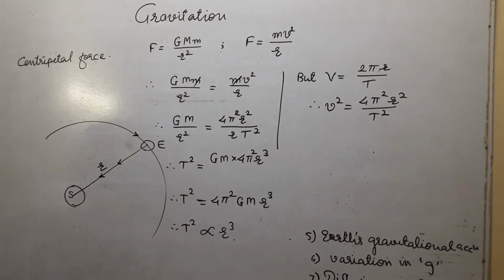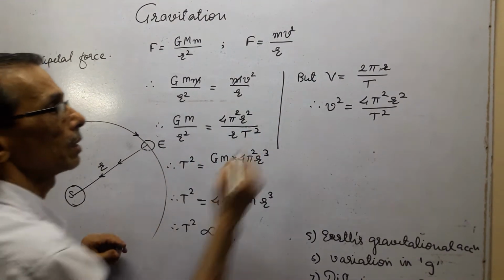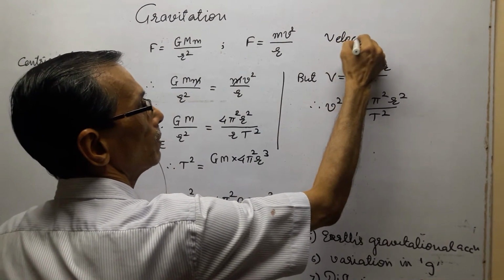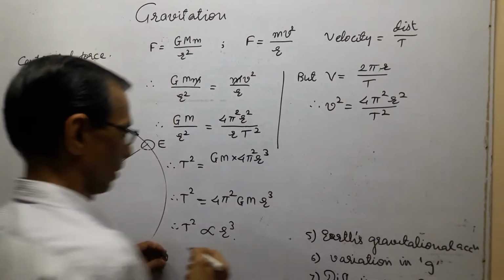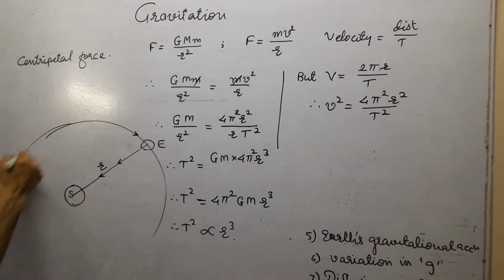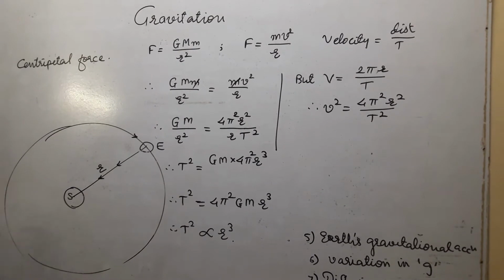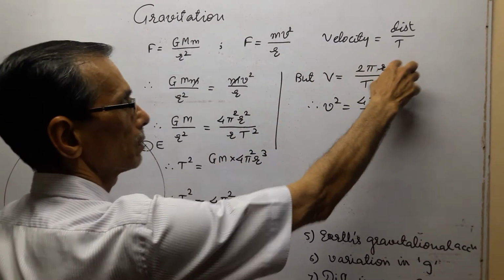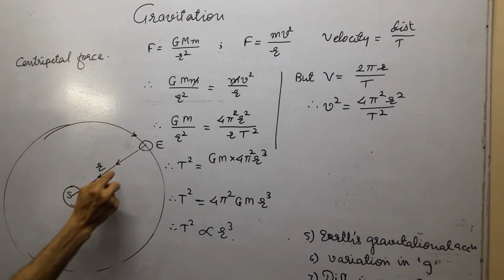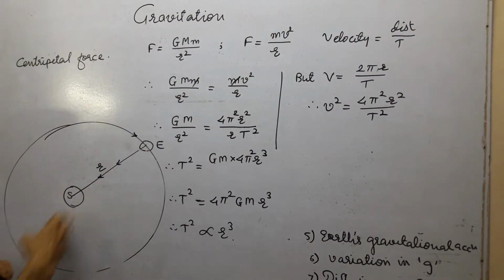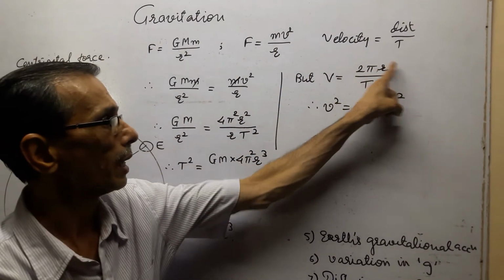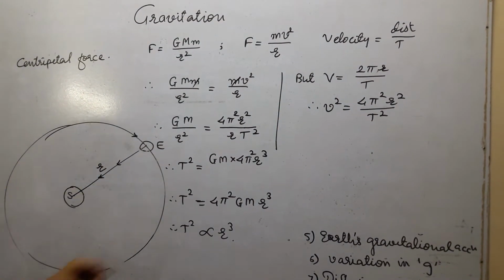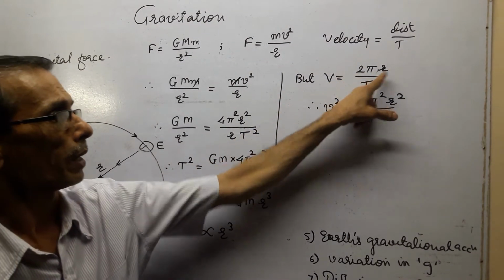Now v is the velocity, and we know that velocity is equal to distance upon time. Suppose the total distance the earth travels in 1 year is 2 pi r, because the path is circular and r is the radius. So the circumference the earth covers is 2 pi r, and the time taken to complete one revolution is suppose T, and therefore v is equal to 2 pi r upon T.